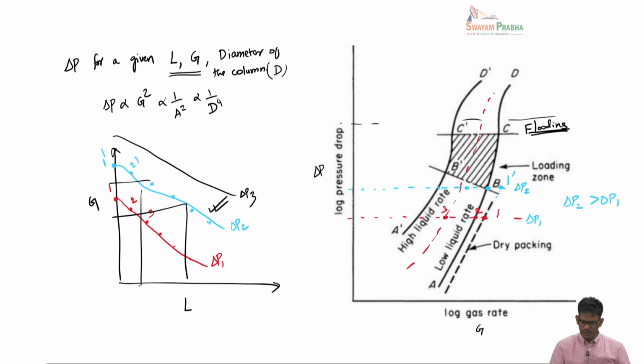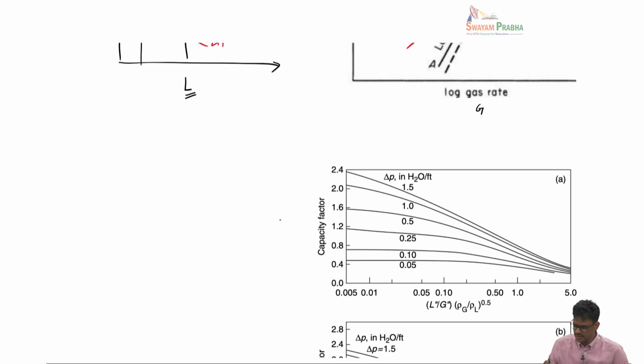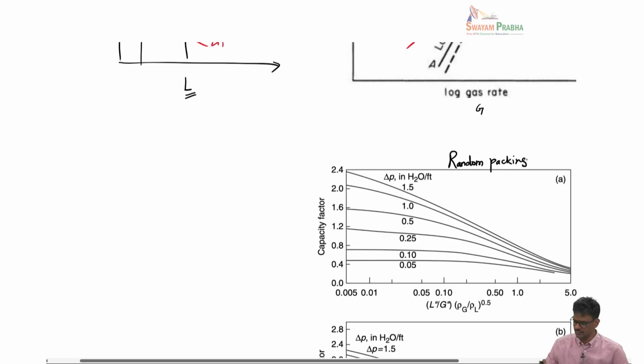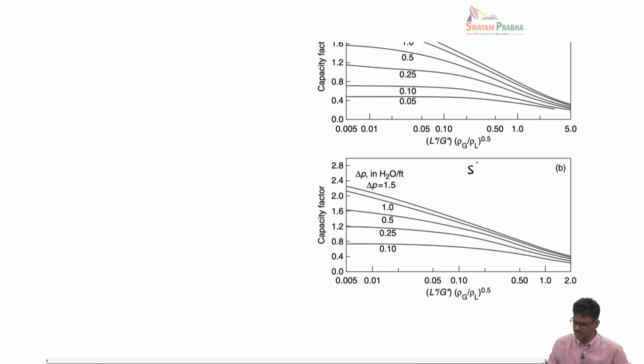So what I'm going to show now is, even though this is what we want, the plots need not always be in this very simple form, L versus G. It will be some combination of L and G. Okay. So let me show you that. So this is for structured packing, this is for random packing. And this plot is for structured packing.